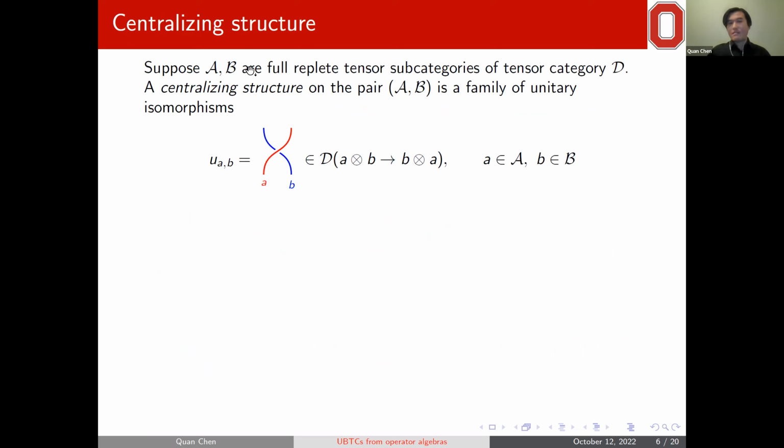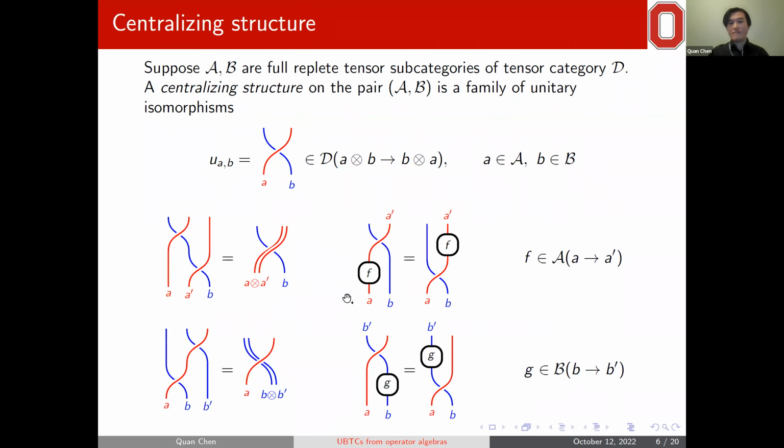If A and B are two full replete tensor subcategories of a tensor category D, a centralizing structure on the pair A and B is a family of unitary isomorphisms u_{A,B} from A tensor B to B tensor A, and u_{A,B} is a morphism in D, in this big category. They satisfy all the coherence that you see from a braided tensor category, but we only ask for the braiding between the categories A and B.